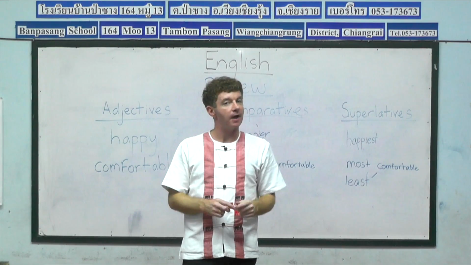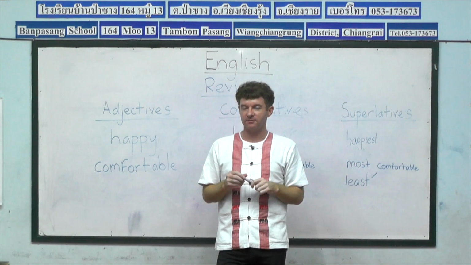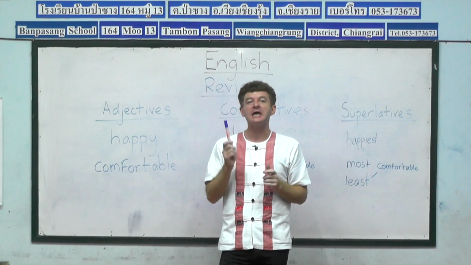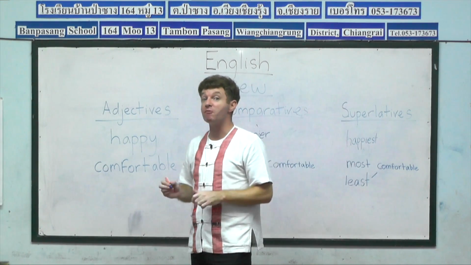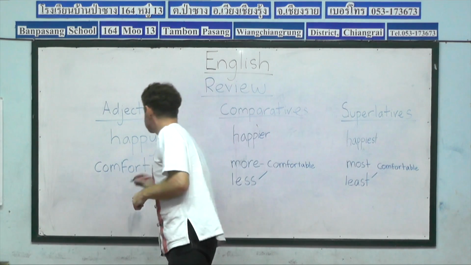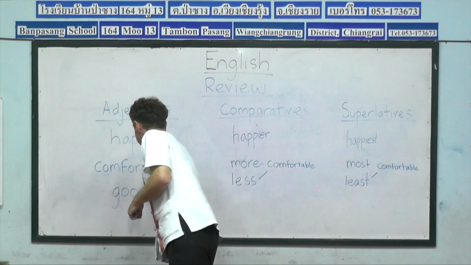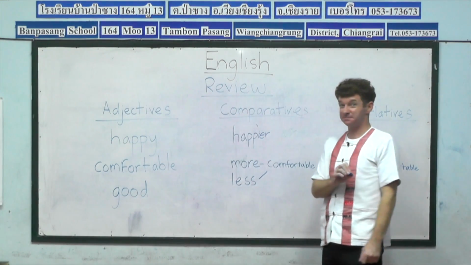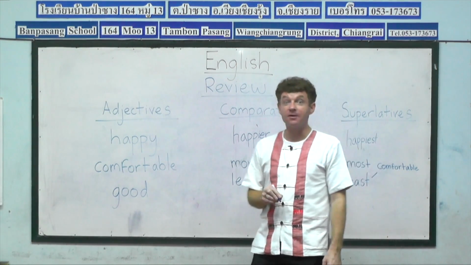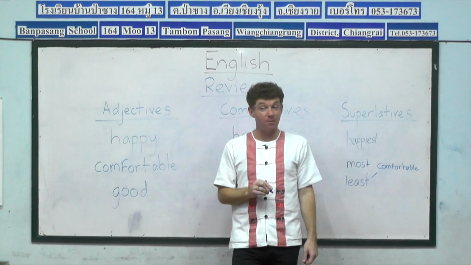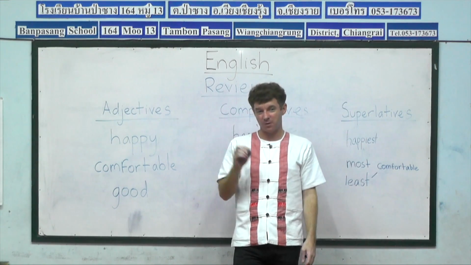And then there was a final group of adjectives. And these are the ones that don't follow the normal rules. These are the ones that we call irregular adjectives. And an example of an irregular adjective is good. Now remember, we can't say gooder. We can't say goodest. Does anybody remember what we have to do with irregular adjectives? We have to change the word.